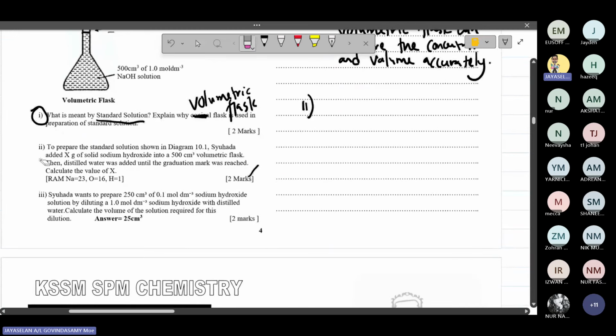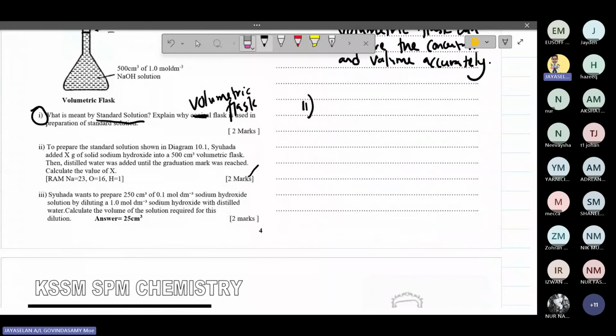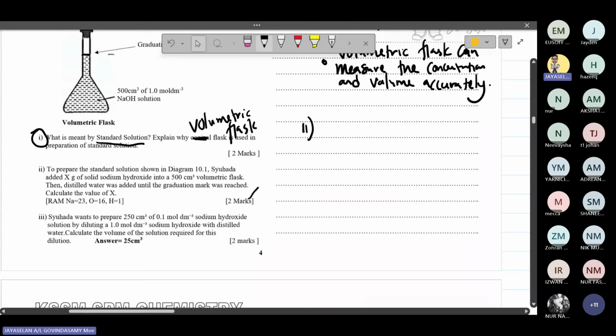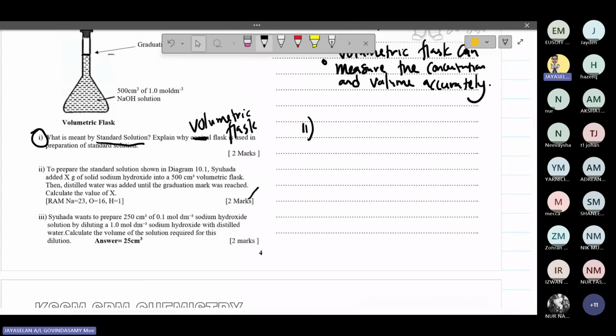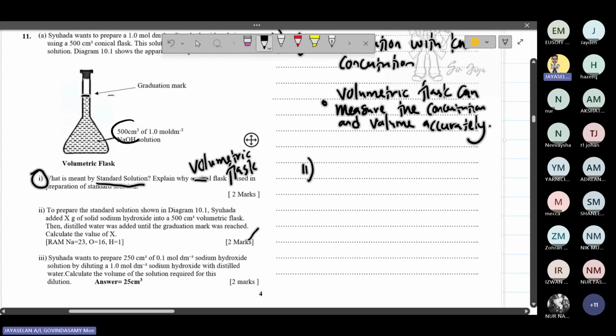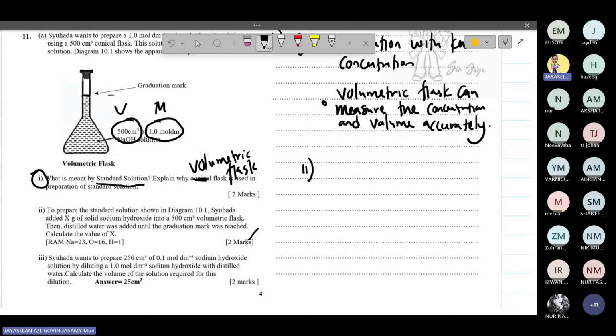Shwada added X gram of sodium hydroxide into 500 cm³ of conical flask. And then distilled water is added until the graduation mark is reached. Calculate the value of X. How do we calculate the value of X? Any question? Anyone can answer? You don't know, right? Look above. What does it give? Volume. What does it give? Molarity. Understand? Molarity.